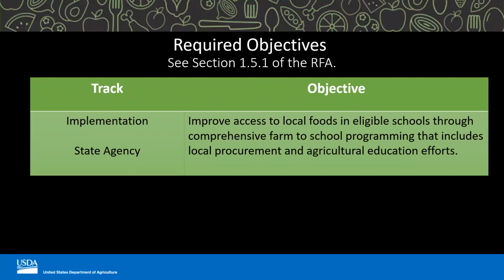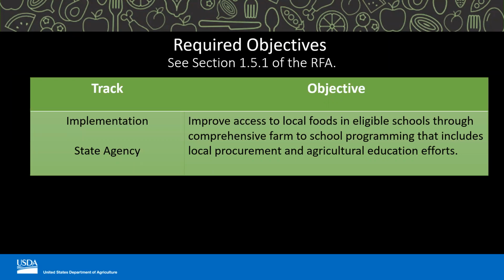Implementation and state agency applicants are required to use the objectives listed here, which you can also find in section 1.5.1 of the RFA. Applicants to the implementation and state agency track may propose any combination of activities that align with the required Farm to School grant program objectives stated above. It is important that your proposal application supports the objective listed here. You must clearly state in your application how proposed activities align with these required objectives.